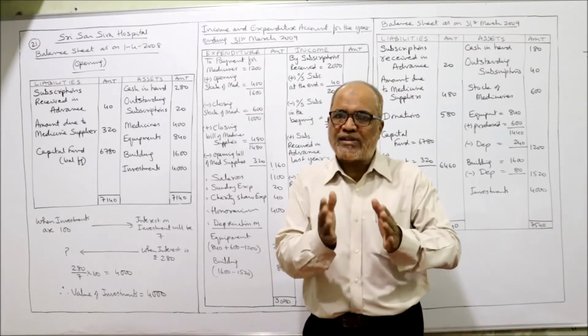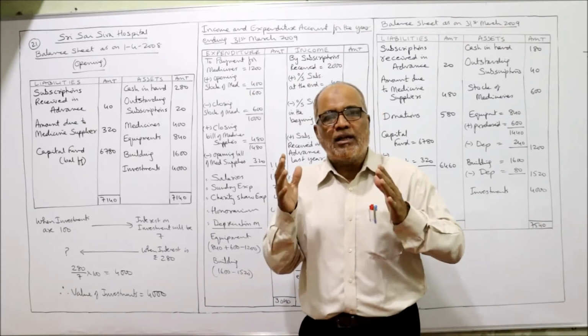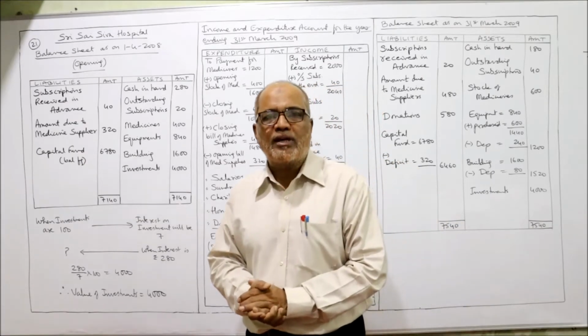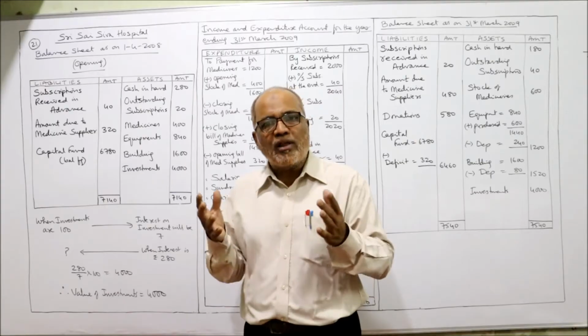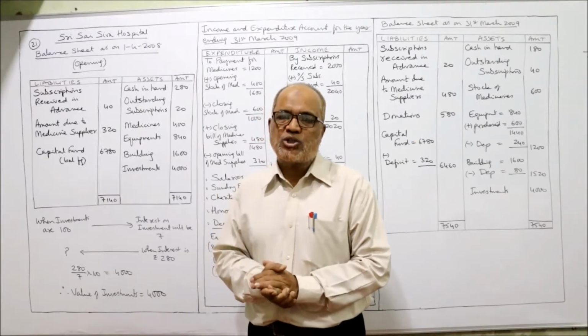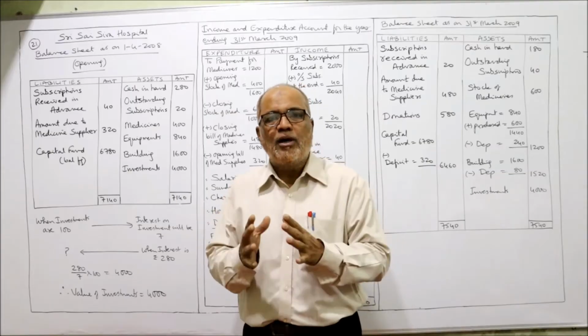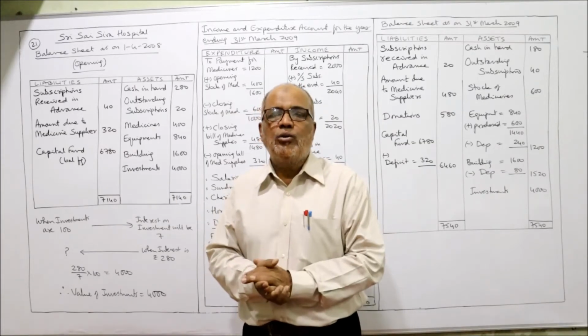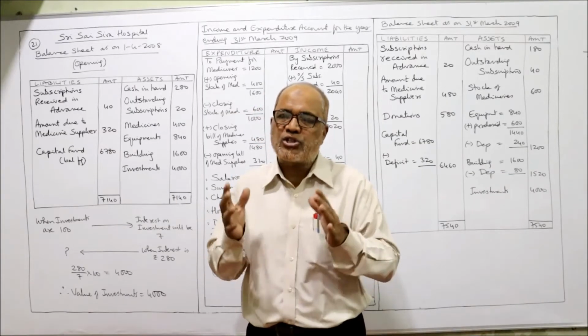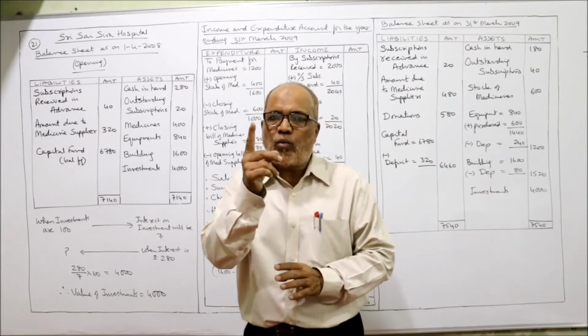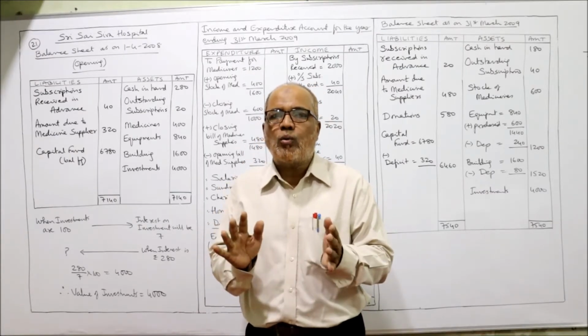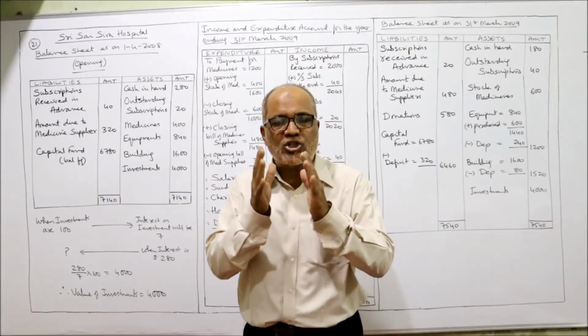Select those videos. In the first video I have explained in detail the meaning of the term non-profit organization, its features, and the final accounts of non-profit organizations: receipts and payments account, income and expenditure account, and balance sheet, how they are prepared, and the terms which are used. Without watching the first video, you should not watch the problems. That is my suggestion to you.